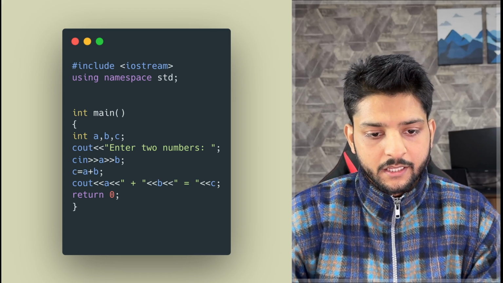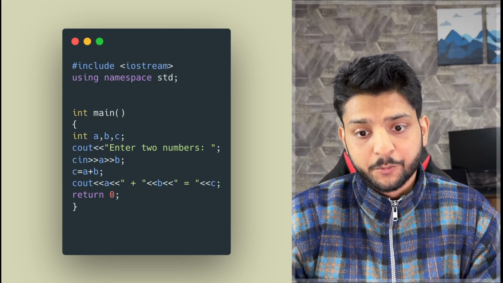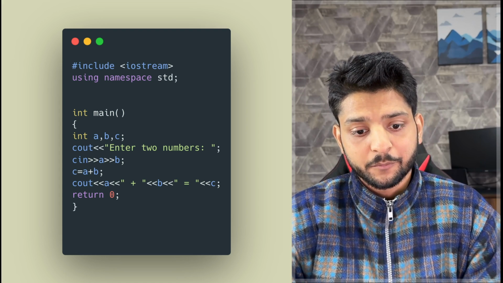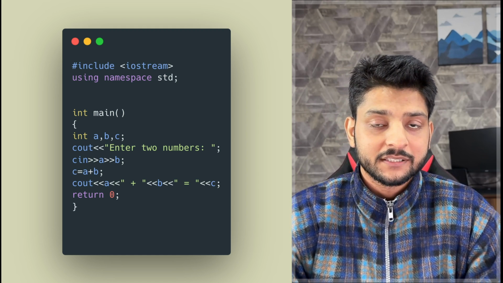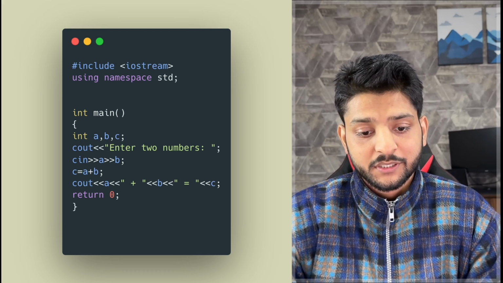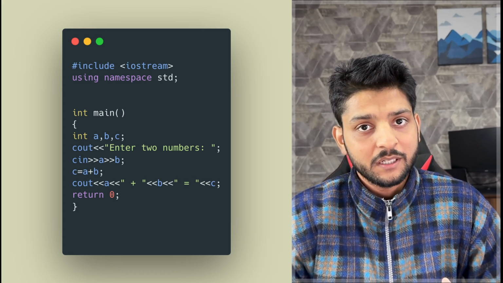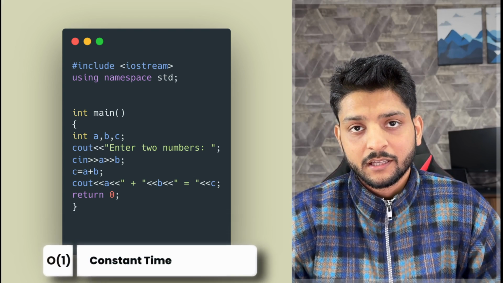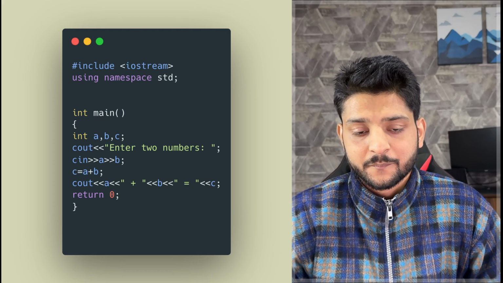Let's try to deduce the time complexity of some example codes. In this code, there's only initialization, input and output statements, an arithmetic operation, and a return statement. All these statements have a time complexity of big O of 1. So the time complexity of the entire code is big O of 1. That means it is not dependent on the input, and we call this complexity constant time complexity.